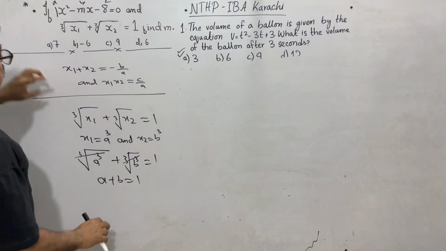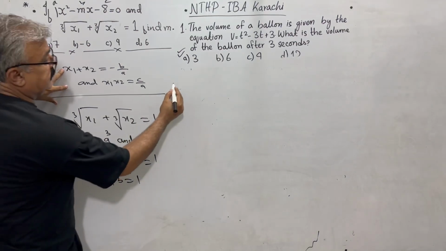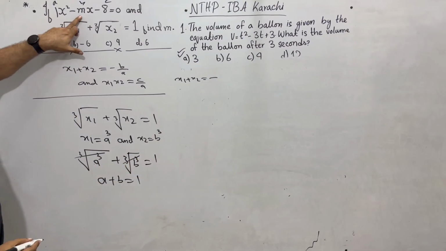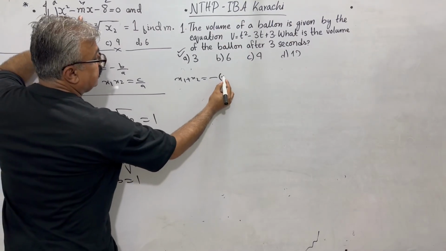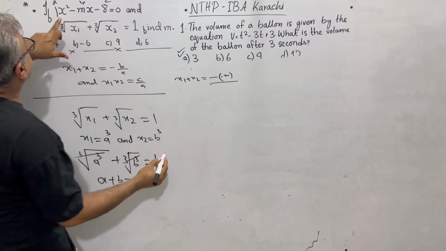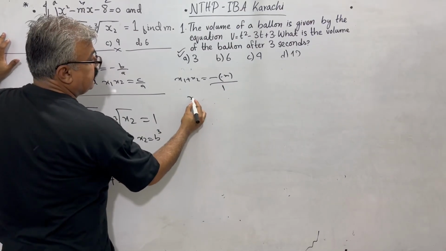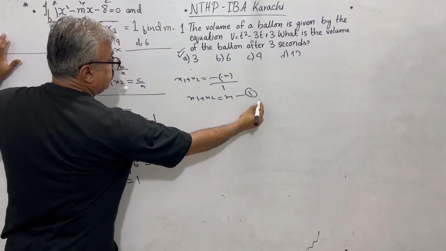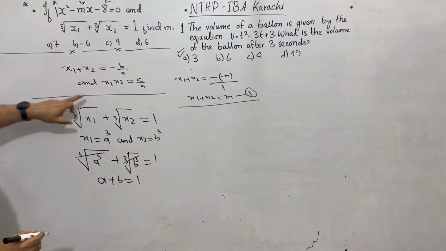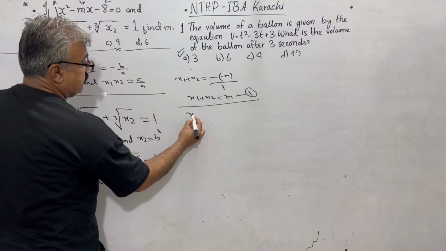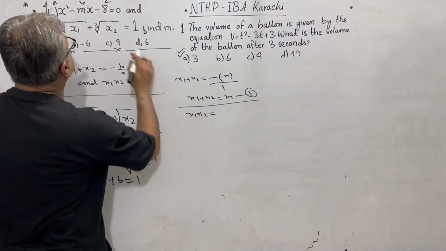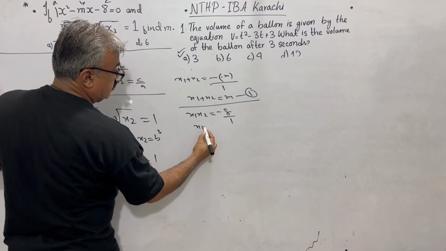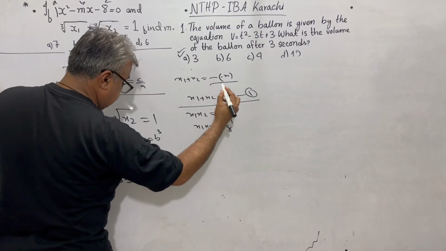a plus b is equal to this one. Then utilize sum and product. Sum x1 plus x2 is negative b over a. Here b is minus m and our a is 1, which means x1 plus x2 is equal to m. It's our equation 1. From the product of the roots, x1 into x2 is equal to c over a, that is minus 8 over 1. So x1 into x2 is equal to minus 8.